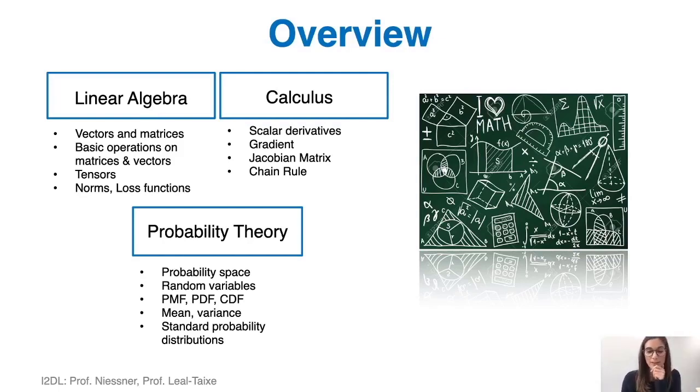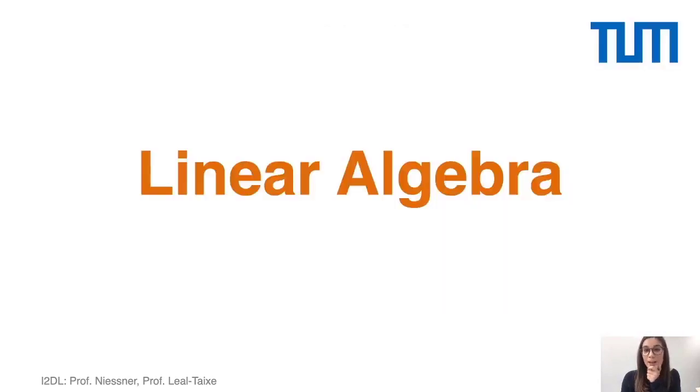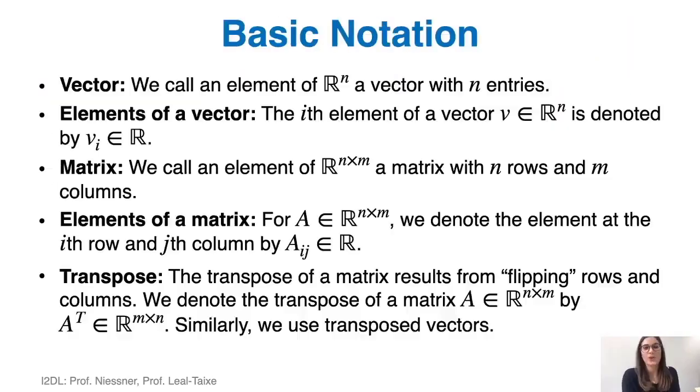Okay, so let us have a look at the first part, linear algebra. Before we give the definition, I want to have a look at the basic notations here before we go further. When we talk about a vector, we talk about an element of R^n mostly. So it's just a tuple with n elements. In our case, we're looking at R^n.